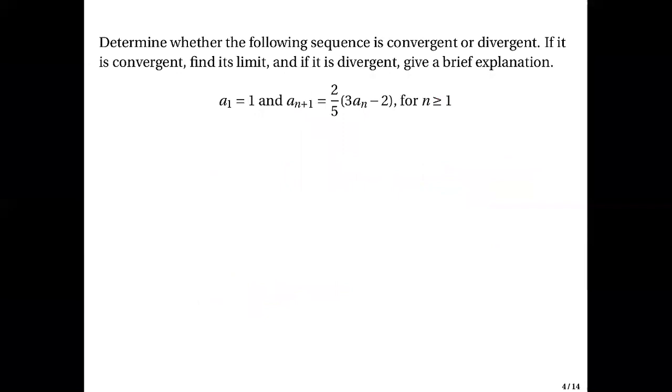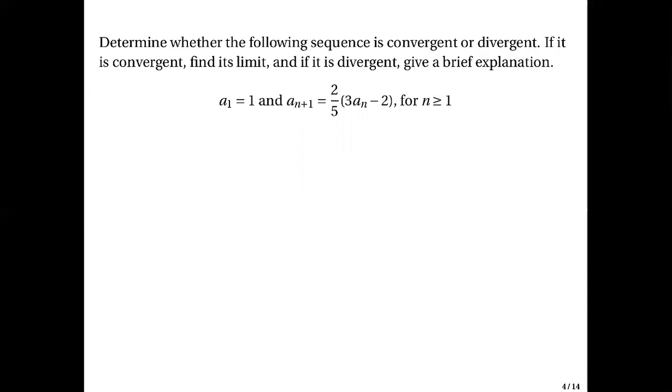Now, for this, determine whether the sequence is convergent or divergent. If it is convergent, find its limit, and if it is divergent, give a brief explanation. So here you have a sub 1 equals 1 and a sub n plus 1 equals 2 over 5 times (3 a sub n minus 2) for n greater than or equal to 1. So this is a recursive formula. The term depends on a previous term.